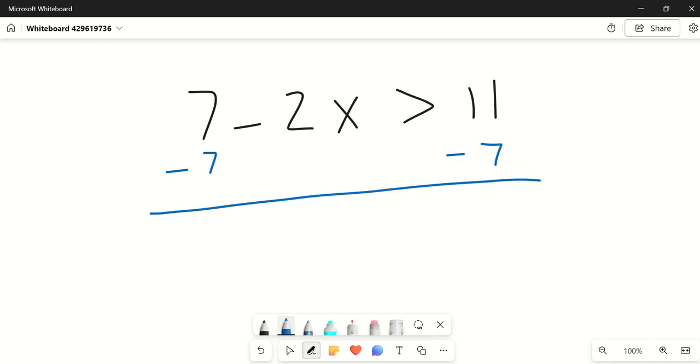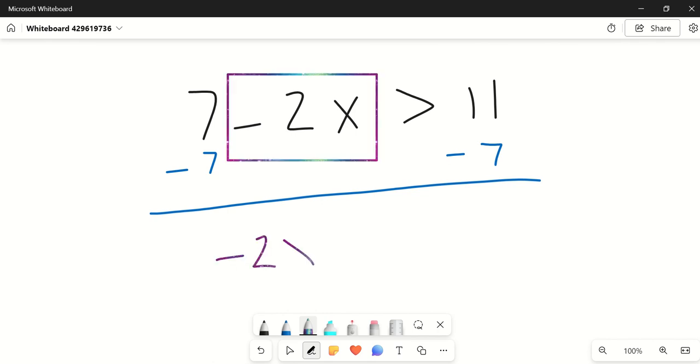Now, be very aware of this. What is my new inequality from left to right? Go. No. Okay. Stop. You need to invoke the whole thing. So it is negative 2x is greater than 4. So 7 minus 11 is 4. So, with that being said, we're done there.